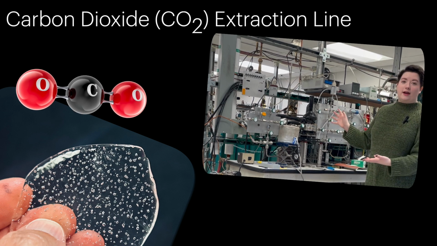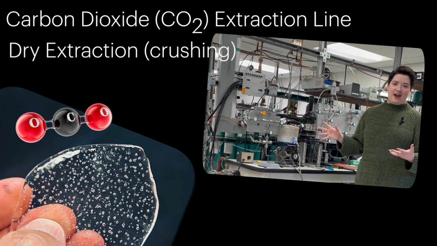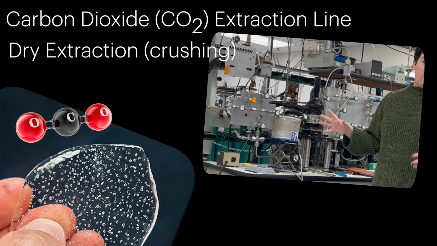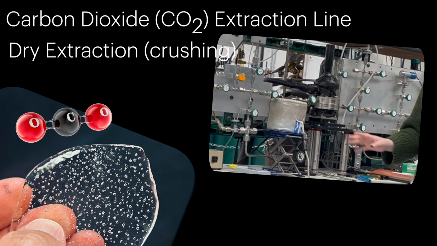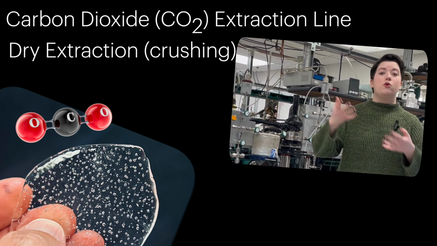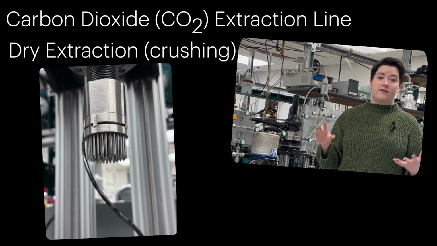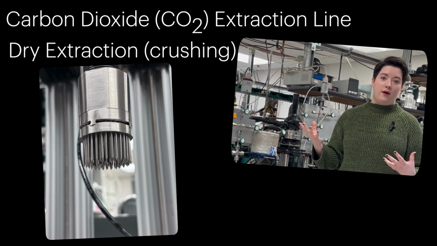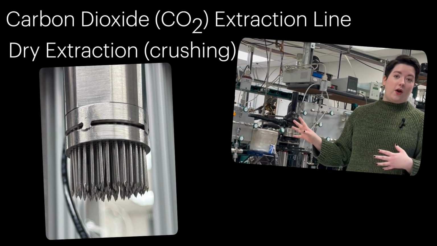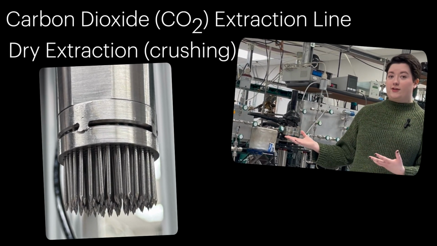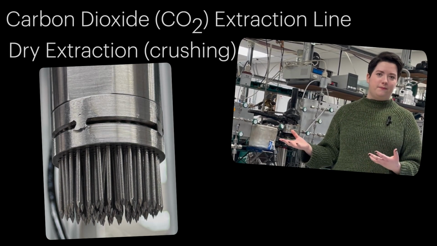On this extraction line, we use dry extraction, which means that we don't melt the ice to get the air out. Instead, we put our ice sample inside of a crusher that's kept very cold. After using a vacuum pump to remove all of that modern room air, the crusher uses a bunch of needles to pulverize the ice into snow, which lets out all of the air from inside the bubbles. We use dry extraction when we're worried that the gas we're interested in might dissolve if we melted the ice, which would make it harder to measure.